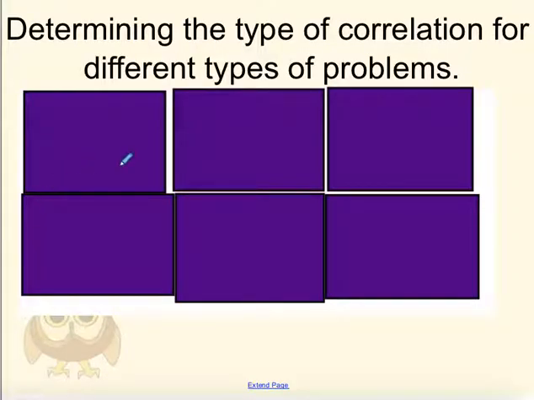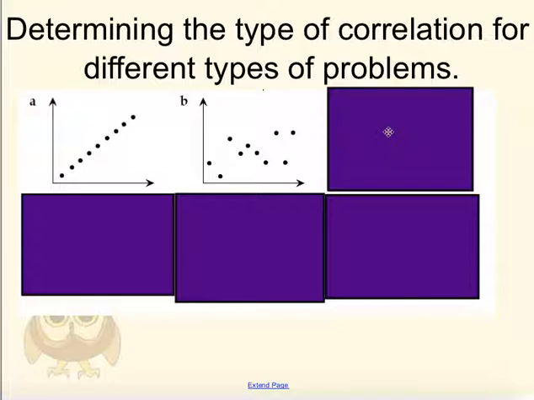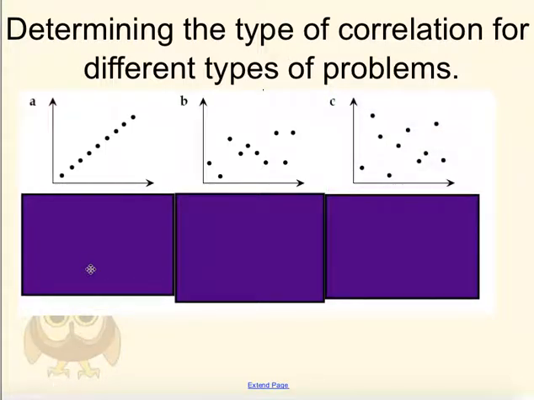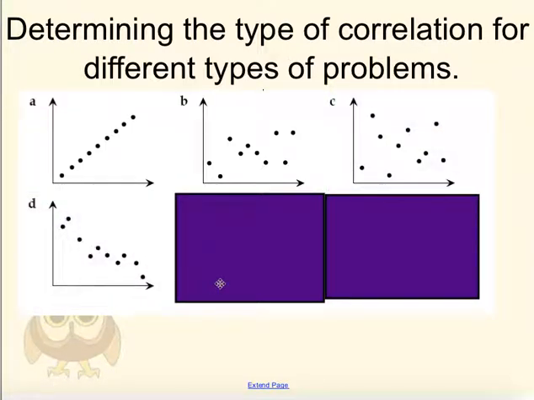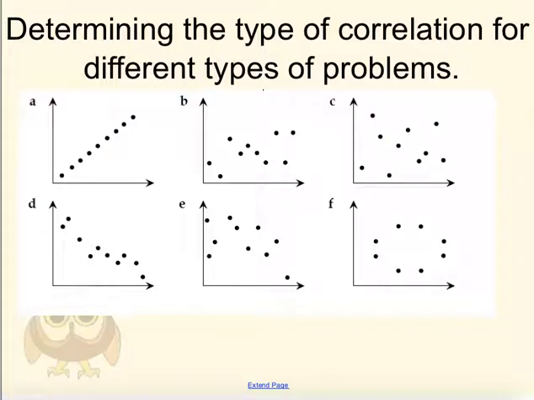Here are some other examples. For the first one, this would be a very strong positive correlation. This would be either a weak positive correlation or no correlation. It's just barely going up. No correlation here. This would be a pretty strong negative correlation. A little bit weaker negative correlation, and lastly, no correlation.